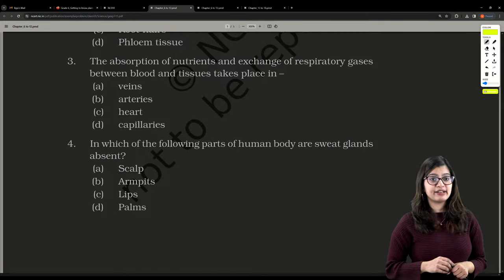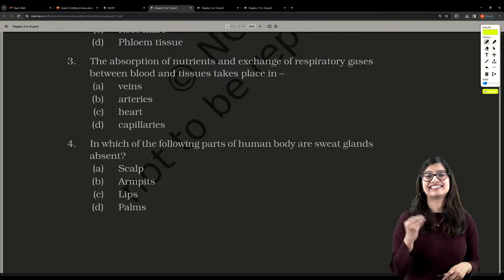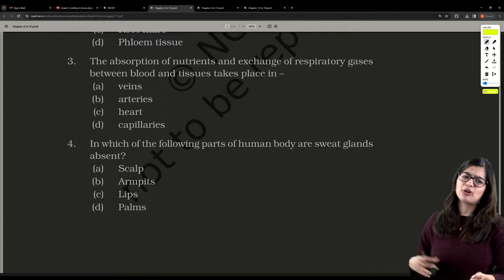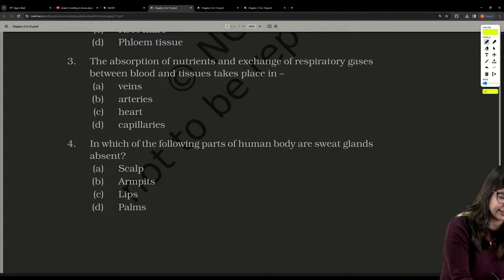Ma'am, are vascular system and vascular tissue the same or different? It is the same, not different. Okay? What is transpirational pull? I have a question on that. I will explain it then.